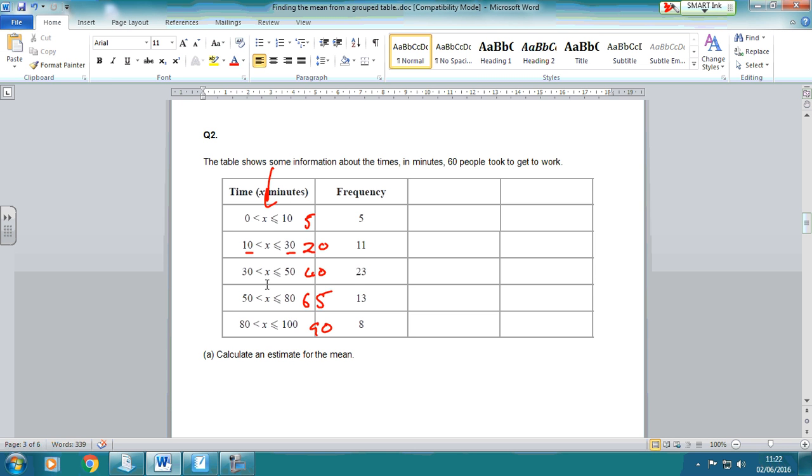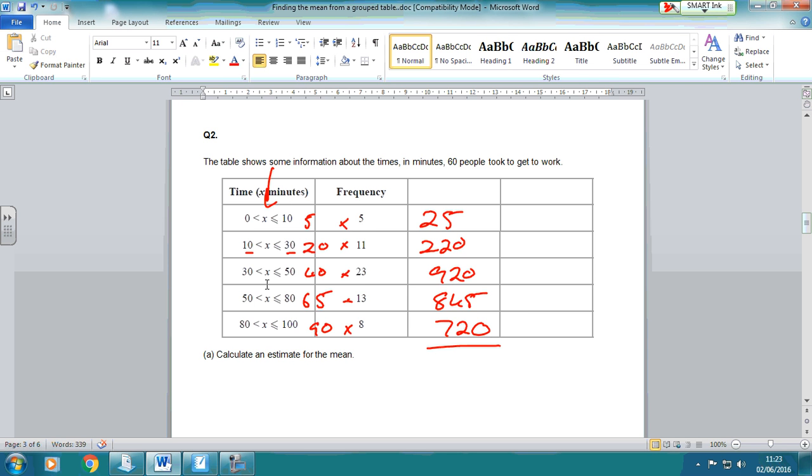Step 1 is the midpoints. Step 2 is we multiply. So 5 times 5 is 25. 11 times 20 is 220. 40 times 23 is 920. 65 times 13 is 845. 90 times 8, if you need to calculate there, 720.